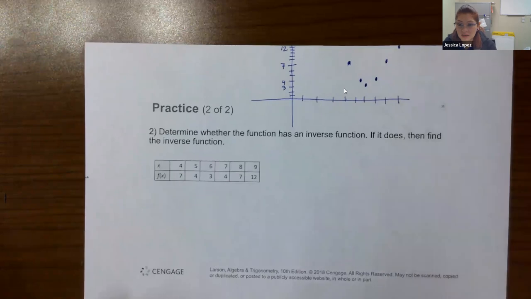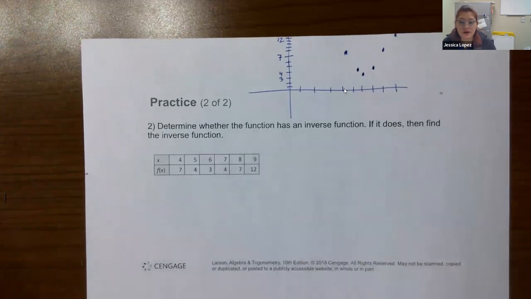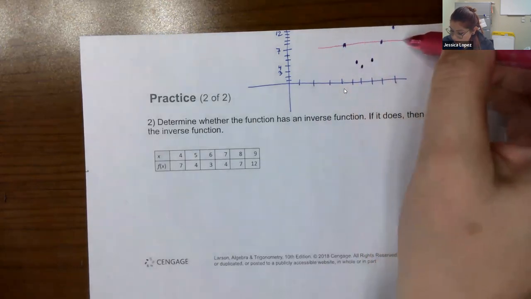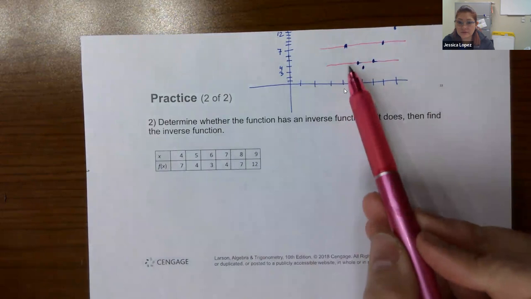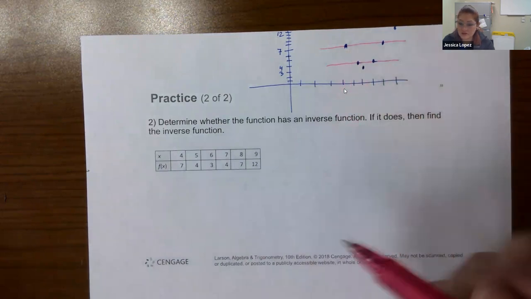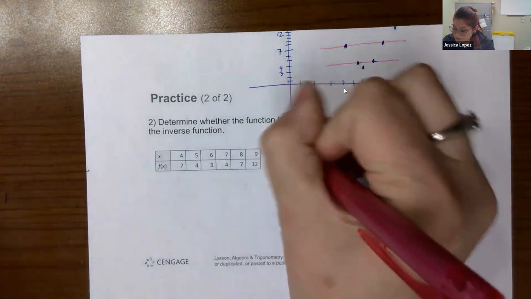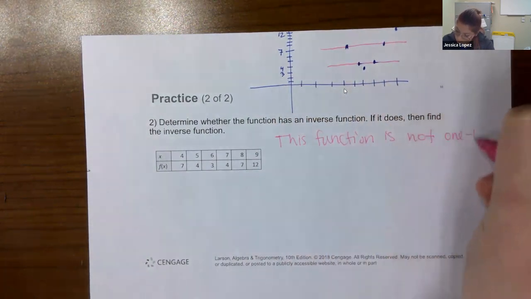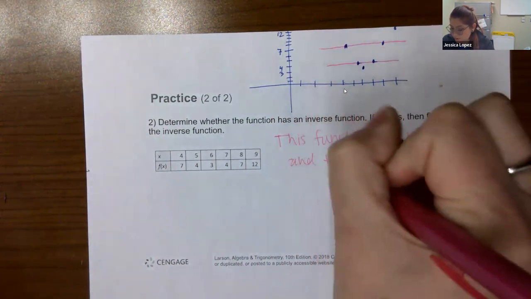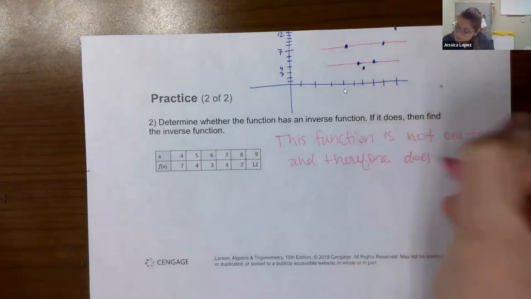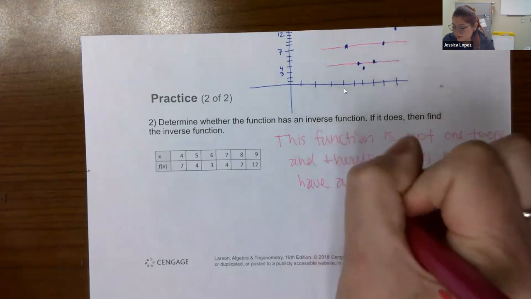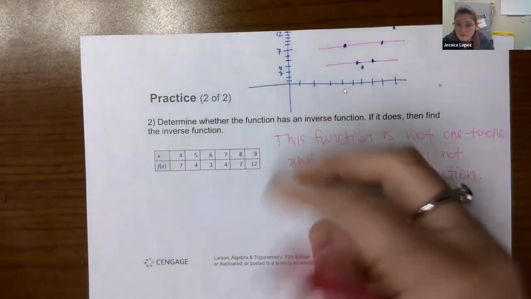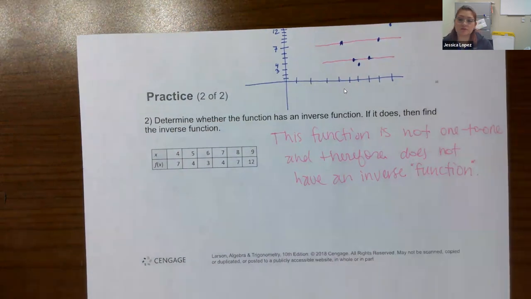Okay. You can see that it kind of has a parabola shape, but it's not a continuous graph. It's just these random points, and that's it. But if you notice, it fails the vertical line test twice. Both of these have a y value of 4, and both of these have a y value of 7. So we are going to say this function is not 1-to-1, and therefore, does not have an inverse function. I'm sure it has an inverse, right? I just gotta swap them, but it doesn't have an inverse function, okay?